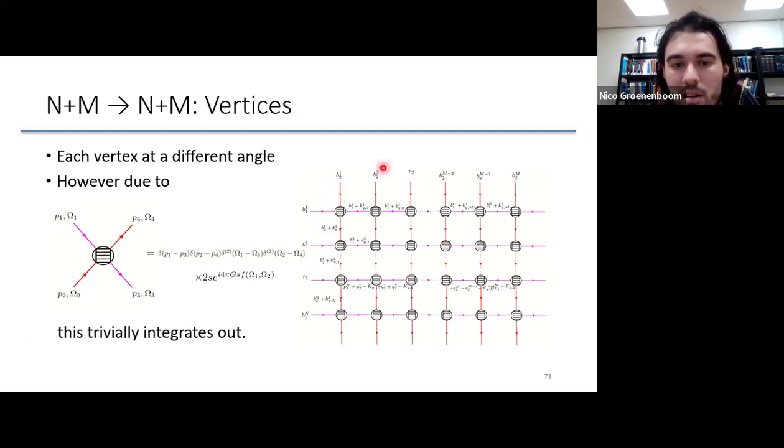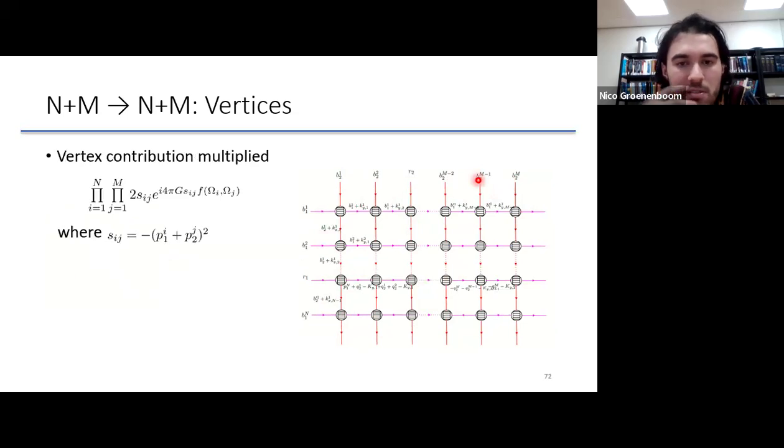And across each of the flow lines, we call these straight lines the flow lines, across each of them, the angle will be conserved. So a particle coming in at some omega 1 will come out at omega 1. The remaining contribution of the vertex then comes from the 2s and the exponent, which we'll simply have to multiply over all of the different vertices, where the S_ij is a notation for the center of mass energy between the ith and jth particle.